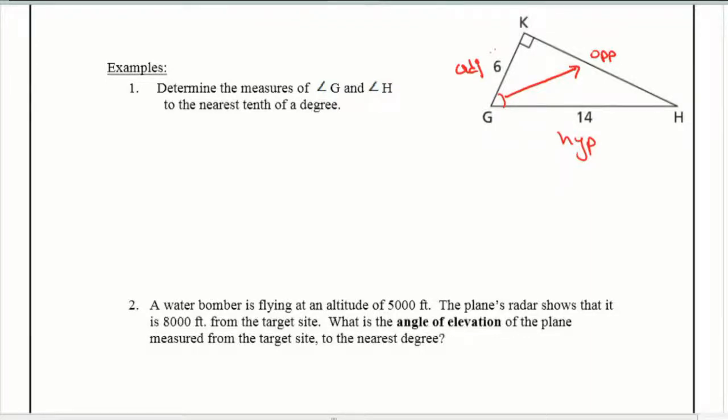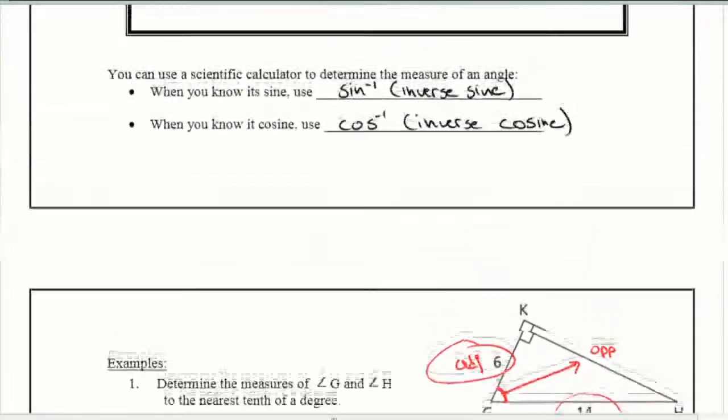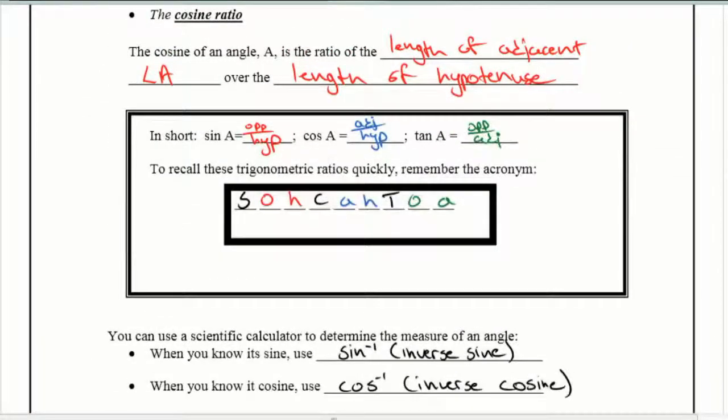So what information am I given in this question? I'm given the adjacent side and I'm given the hypotenuse. Those are the only two things I know. So if I'm talking about angle G, I know the adjacent and the hypotenuse. So I think back, okay, I have the adjacent, I have the hypotenuse. Which trig function am I going to use? If I scroll back, the adjacent and the hypotenuse, well, that's dealing with the cosine, because that is the adjacent divided by the hypotenuse.